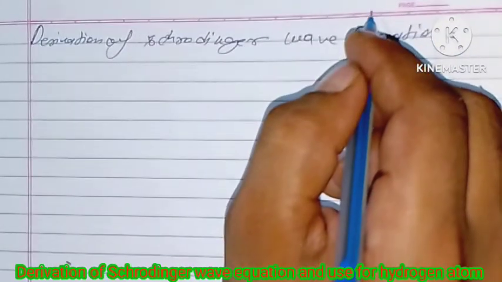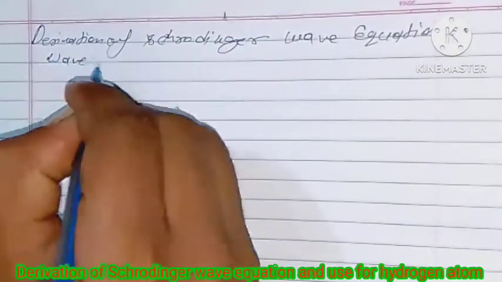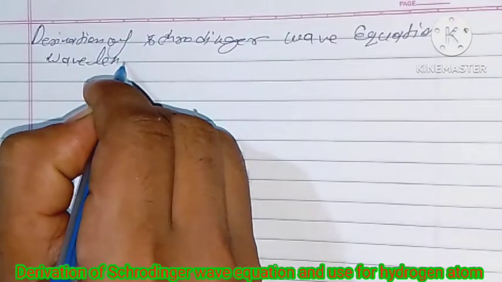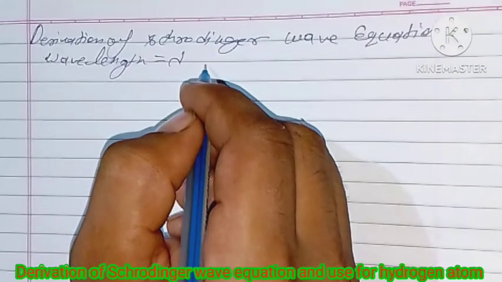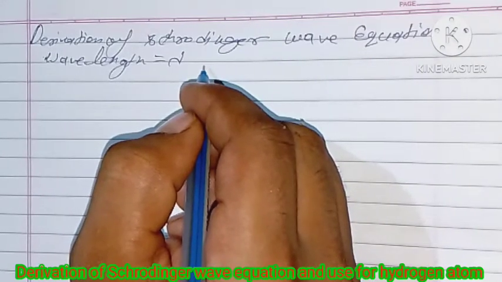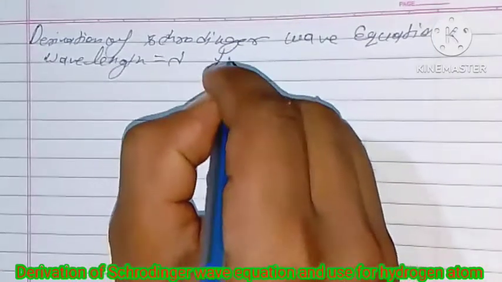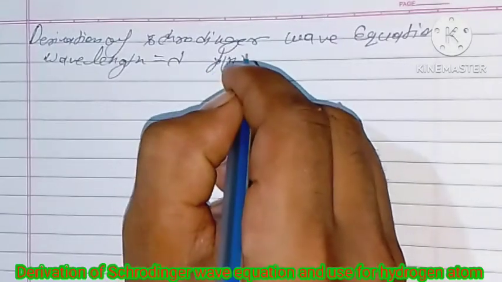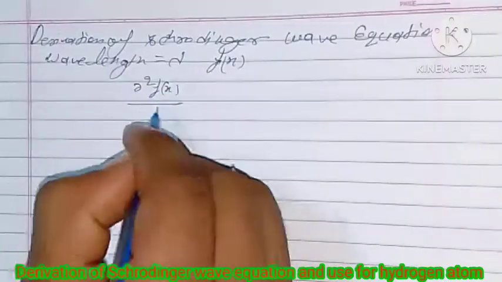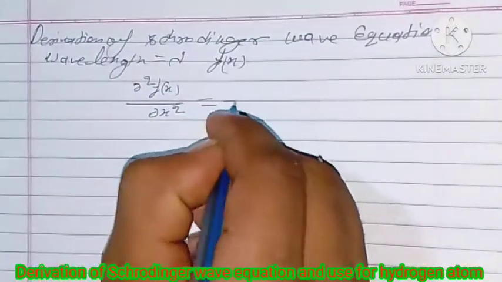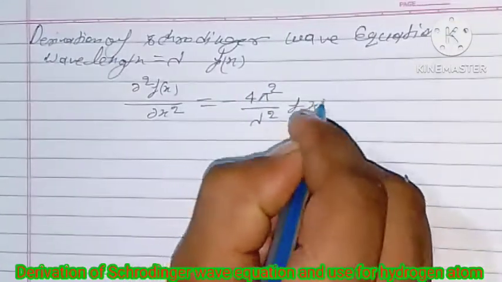The equation for a standing wave of wavelength lambda, whose amplitude at any point along x may be given by a function f(x), is as follows: del square f(x) upon del x square equals minus 4 pi square upon lambda square f(x).